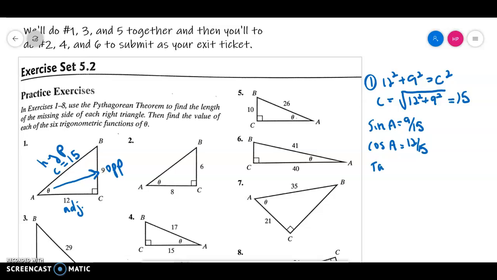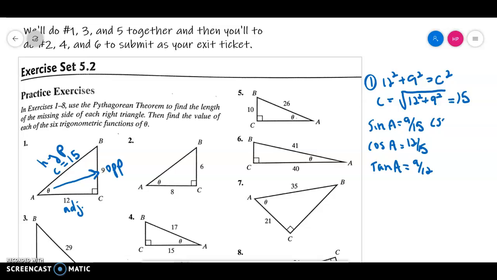TOA, my tangent of A, would be opposite over adjacent, which would be the 9 over 12. Which you can also see, those are the numerators up above. The 9 is from the sine, that's the opposite side. Cosine is the adjacent side, so opposite over adjacent. The tangent is also written sometimes as the sine of the angle divided by the cosine of the angle.